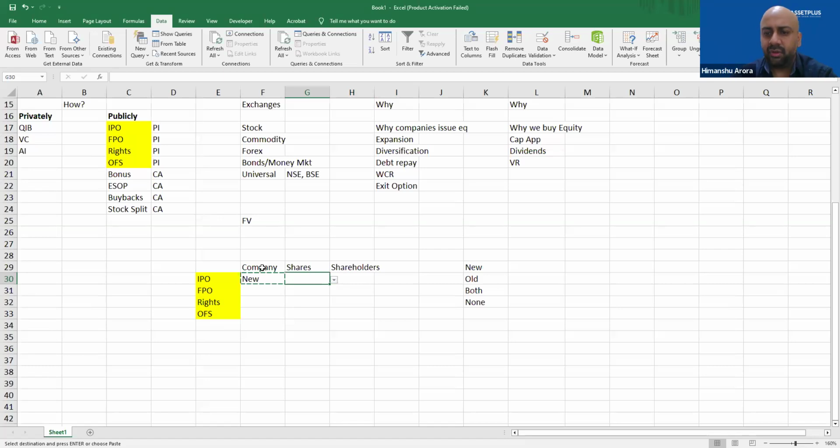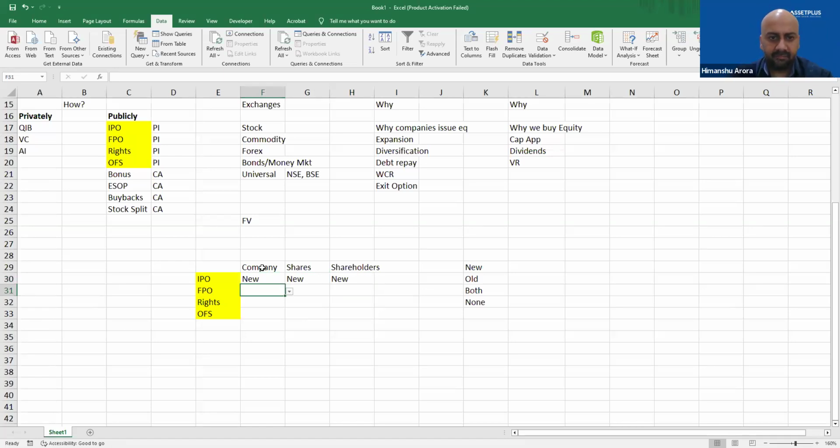The shares are new only. And the shareholders are new only. So in IPO, the company is new. A new company which was unlisted earlier comes to the share market, issues fresh shares to the new shareholders.